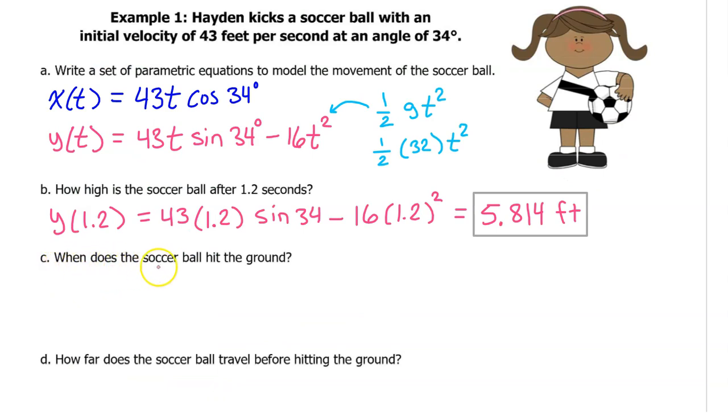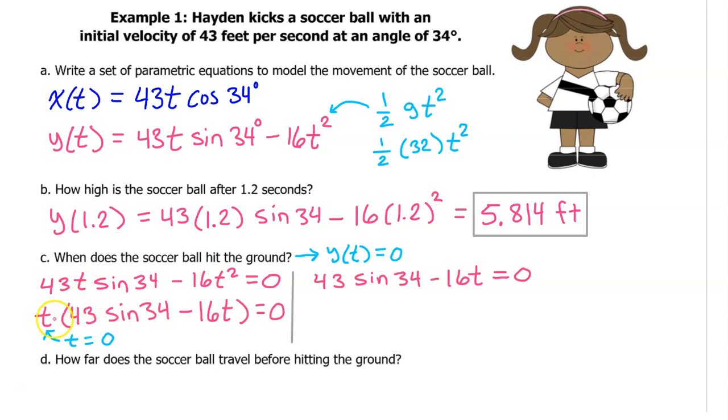Part C. When does the soccer ball hit the ground? The question when means we need to find t. The fact that the ball is hitting the ground means that the vertical position y of t equals 0. So we are setting y of t equal to 0, and we're solving for t. We can factor out the common factor of t. Using the zero product property, we can solve by setting each of these two factors equal to 0.